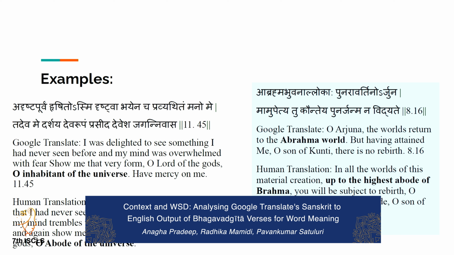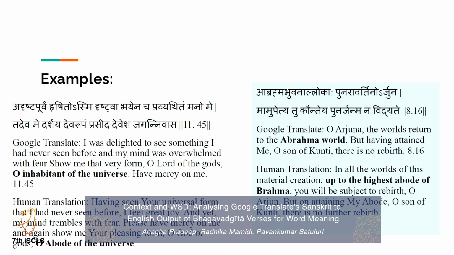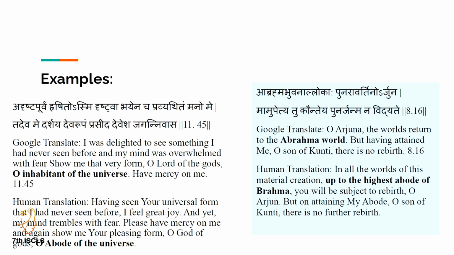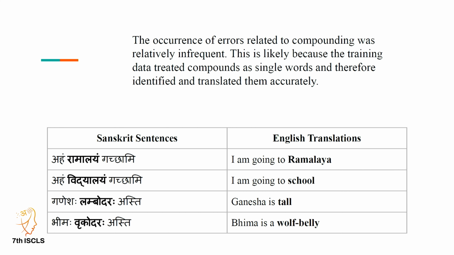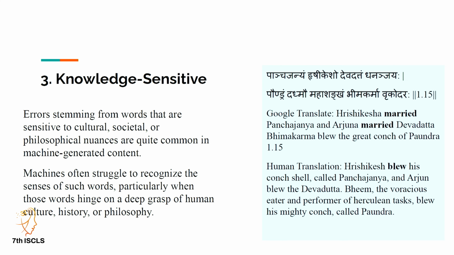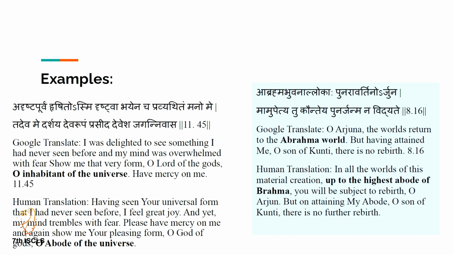And the second example, Abrahma bhuvanan lokaha punaravartino arjuna, mam upetya tu kaunteya punarjanma na vidyate. The compound Abrahma was translated as the Abrahma world. It was supposed to be up to the abode of Brahma, which was not recognized.